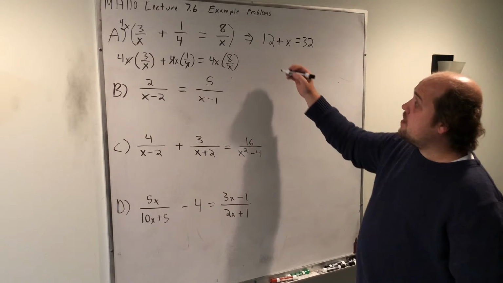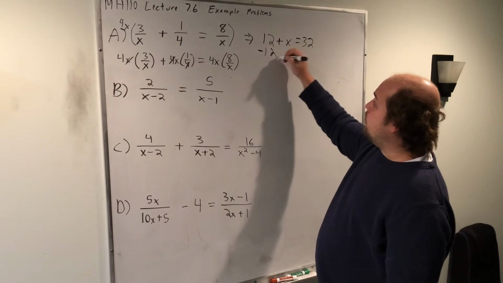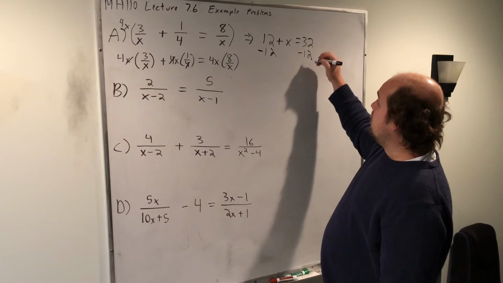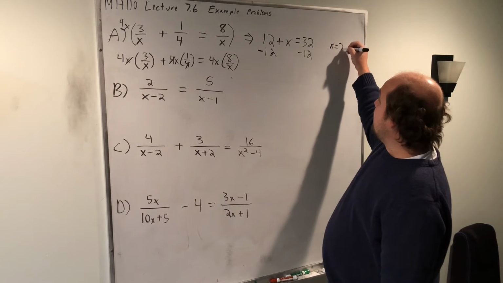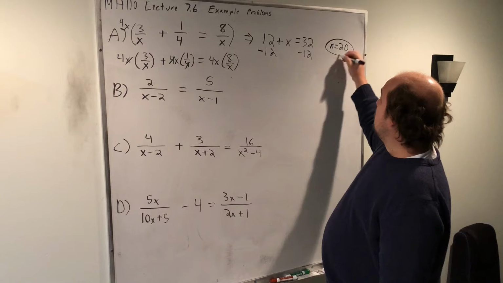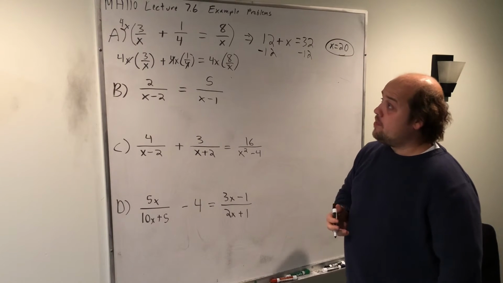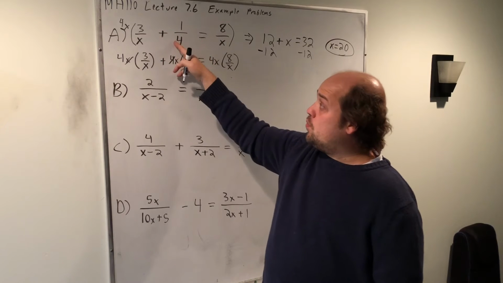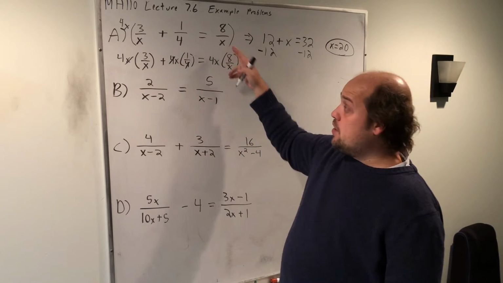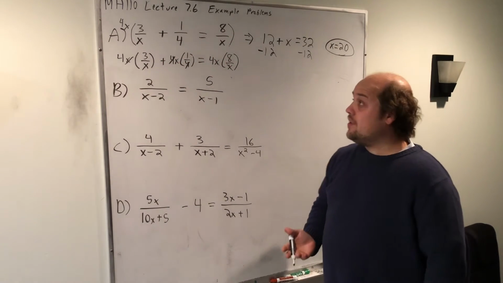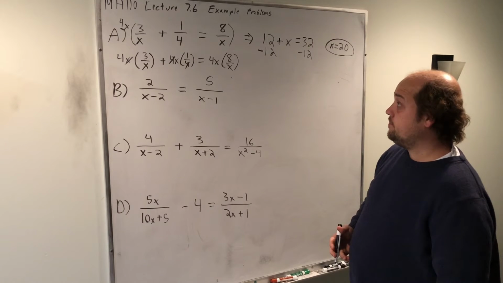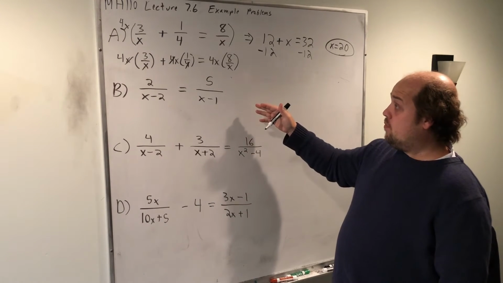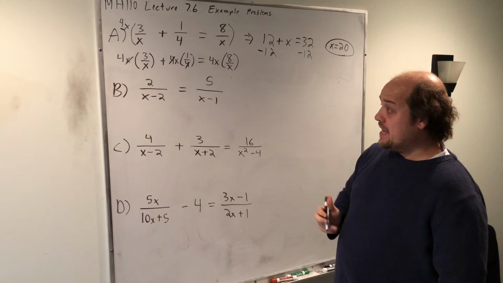If I then want to solve for x, I just have to subtract 12 here, subtract 12 here, and I'll get a final answer of x equals 20. That is the correct answer to this problem. I could plug it back in and say that 3 over 20 plus 1 over 4 equals 8 over 20, and I could show that that is mathematically correct. For now, what I'm going to do is move on to problem B.